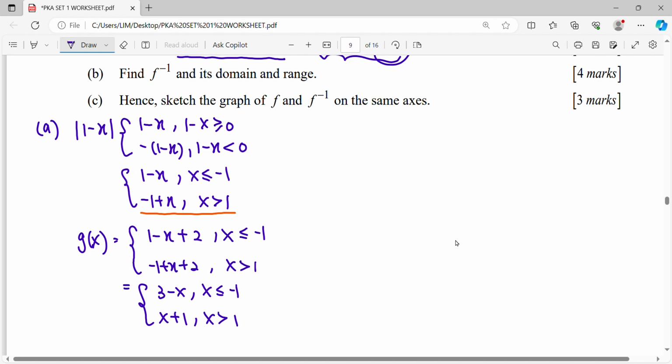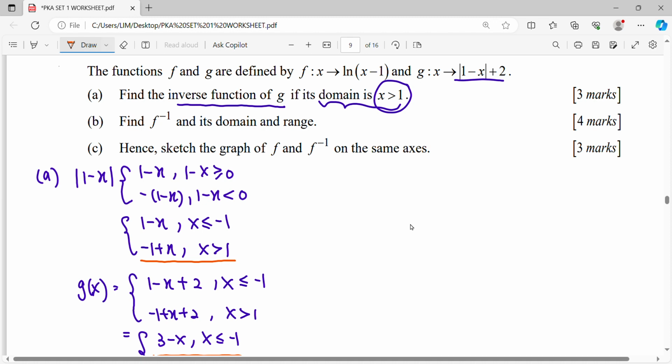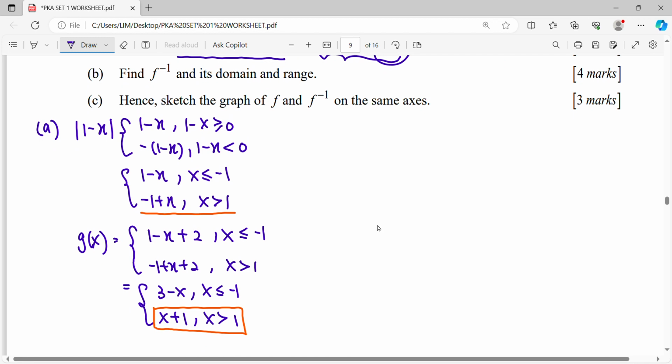Then only we can start finding our g inverse, where it defines that it is only for domain more than 1, so only for this part of our piecewise function. Alright, so finding g inverse. We're using the composite method, where g g inverse of x equals x. Then we select which part of the function we need to invert, which is the function in the domain more than 1, which is x plus 1.